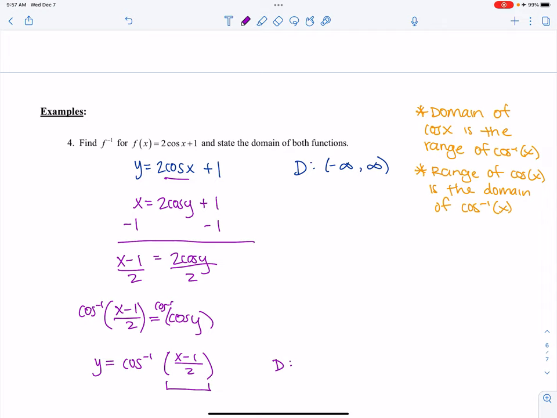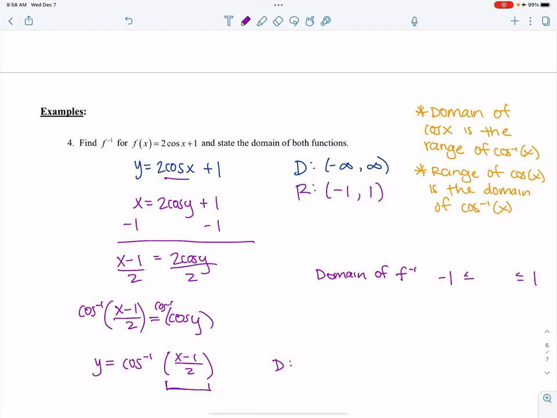So if we go back to our range of cosine, the range of cosine is from -1 to +1. This will relate to our domain of the inverse. So the domain of the inverse is going to start with a -1 to a +1.